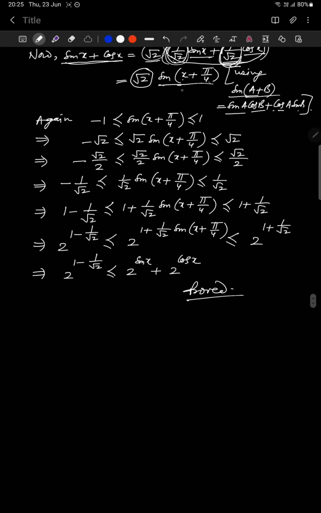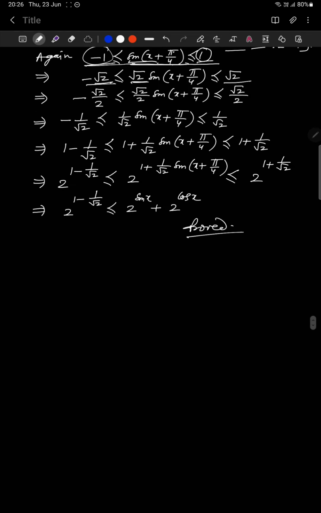Now in the class I have explained to you that the value of the sine function always lies between minus 1 and plus 1. So because of that, sin(x plus pi by 4) is taken between minus 1 and plus 1. And then root 2 is multiplied over here, so we have multiplied throughout this inequality by root 2, so that we are left with sin(x plus pi by 4) multiplied by root 2, and on this side it is minus root 2 and plus root 2.